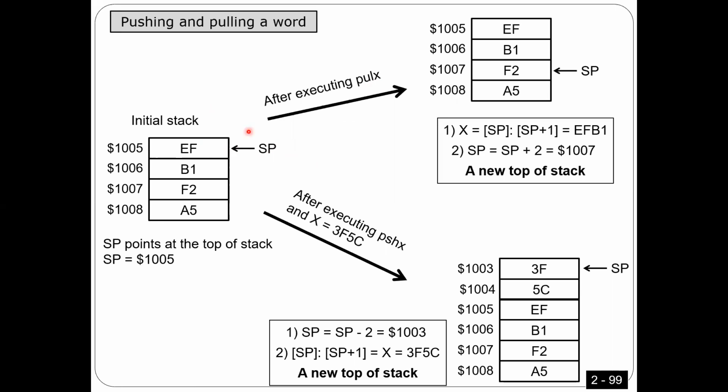This is number 1. Number 2, the stack pointer should be updated by 2, right? Decremented by 2, or incremented by 2. So let's see this example. This is the initial stack. Okay, guys, now I want to execute PULL X.